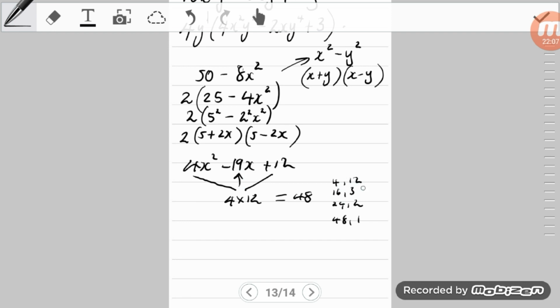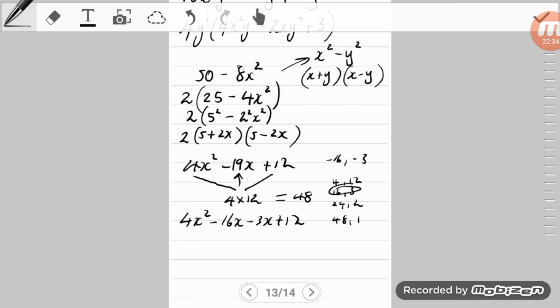So now we're looking at 16 and 3 being the factors. So it's going to be minus 16 and minus 3. That will produce minus 19. And of course, minus 16 multiplied by minus 3 will produce the result of positive 48. So now we end up with 4x squared, take away 16x, take away 3x plus 12.